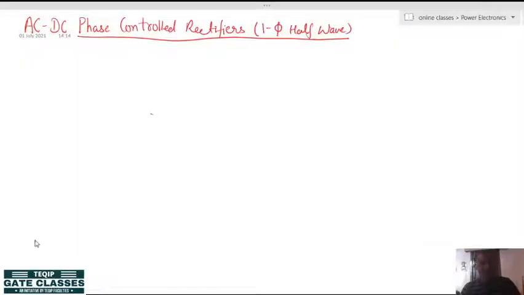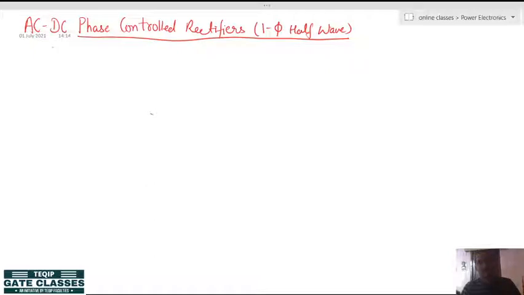Let's crack the GATE. So let's begin with today's class, which is Power Electronics: AC/DC controlled rectifiers. Till now we have studied the AC/DC uncontrolled rectifiers, single phase half wave, and how these uncontrolled rectifiers work with various types of loads. So in today's topic, we are going to study the phase controlled rectifiers.